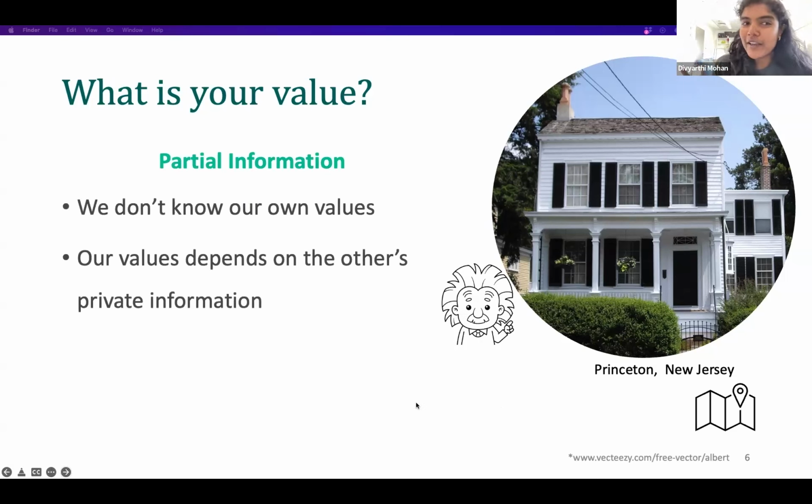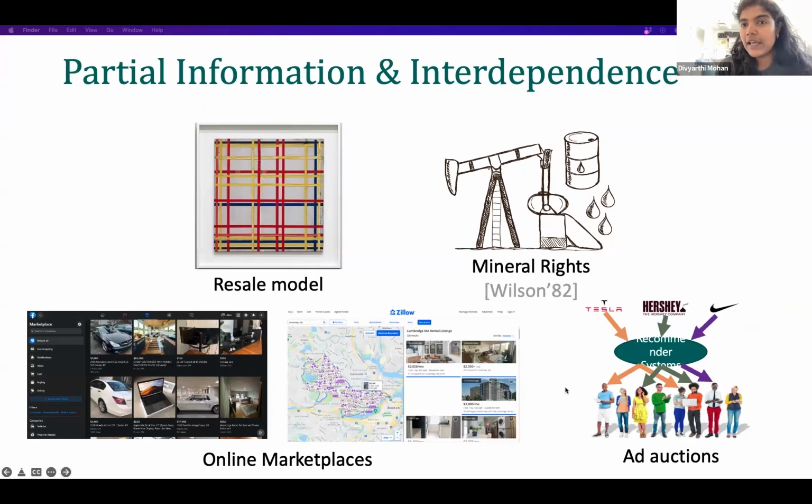item is a priori, especially because our values can depend on the private information that other agents have, right? So we really need to be taking these sort of things into account. And this is so prevalent in many, many settings. For example, you can think of the resale model where when I'm buying something, a house or a painting, I'm not only thinking about how much I like this item, I also need to think about this as a long-term investment, as how much other people like it and what is its potential resale value.